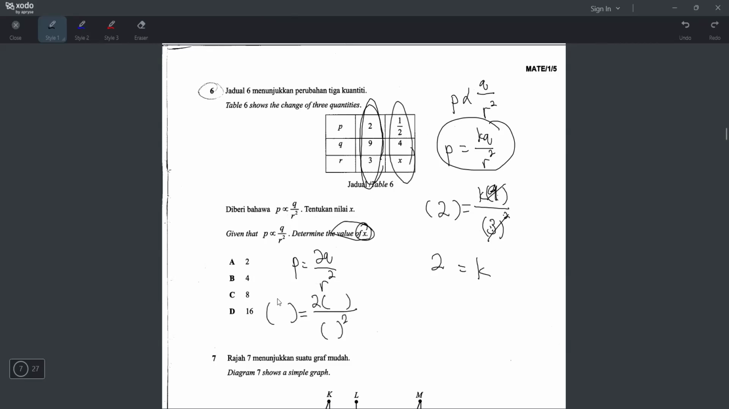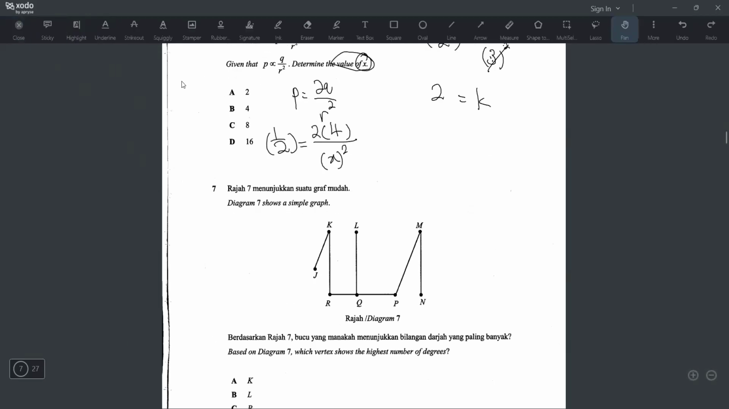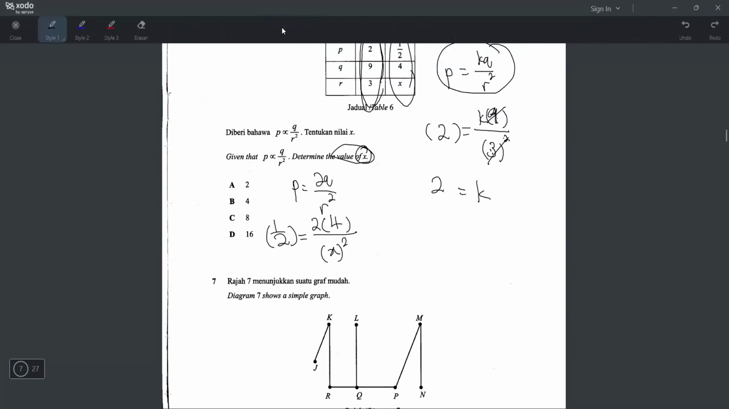Okay, but p will be 1 over 2, q will be 4, and then r will be x, and don't forget the square. So don't forget now you are finding x. So what we can do, 2 times 4 can do. So it becomes 1 over 2 equals 2 times 4, which is 8, and then over x square. Okay, up to here you want to find x, but your x is at the bottom. It's sitting at the bottom. So if it's at the bottom, how to get it up?